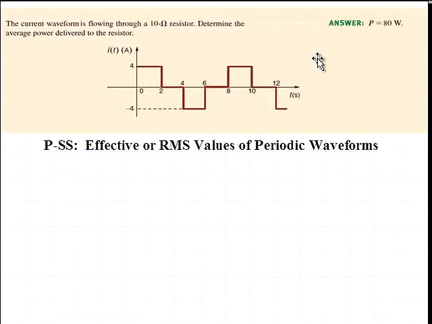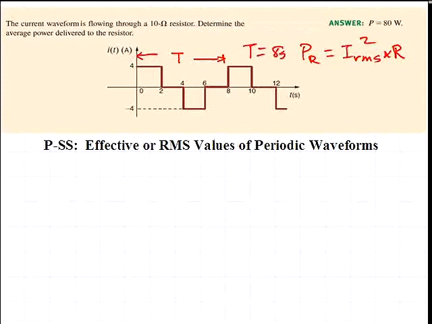The equation which we'll use for the power calculation is that P sub R is equal to the RMS value of this current squared times the resistance. So the first step will be to determine the RMS value of this periodic waveform. We'll define the period over the time interval 0 to 8 seconds. So T is equal to 8 seconds.